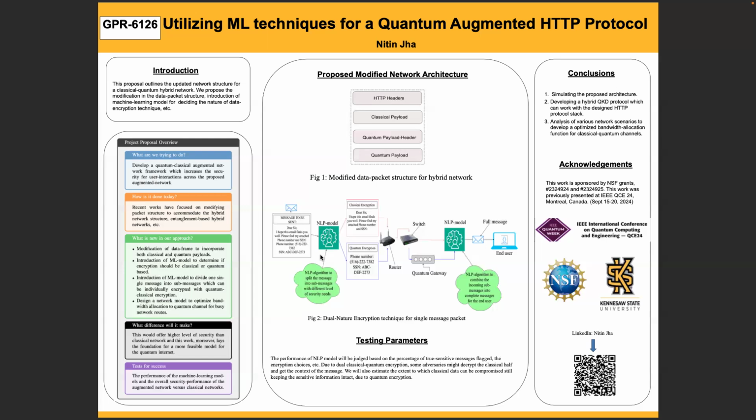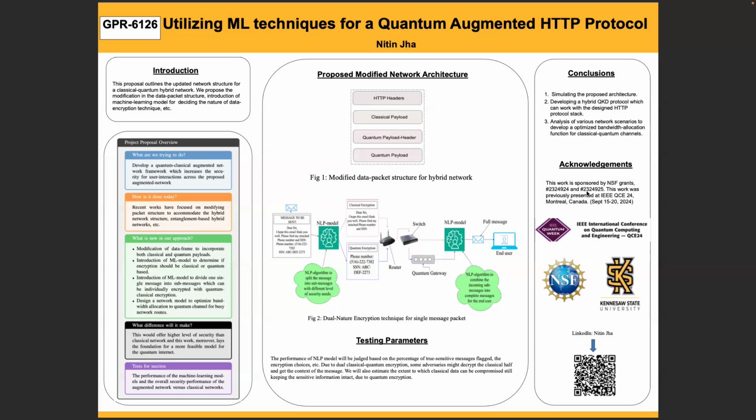We can use several quantum protocols like the three-stage protocol, and many more quantum secure direct communication protocols. The testing parameters would be the normal BERT metrics like F1, recall, and all that as of now. And then we would put this NLP model stack into a network simulation, where when a user enters a message, it will prompt them to choose whether this is a classical message or this is a quantum message.